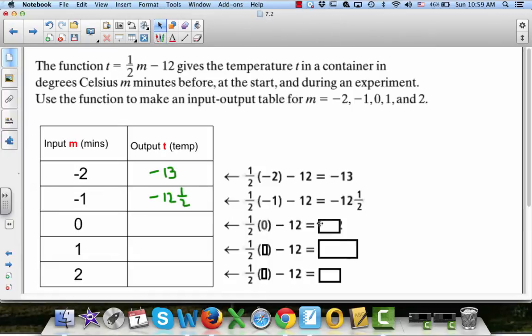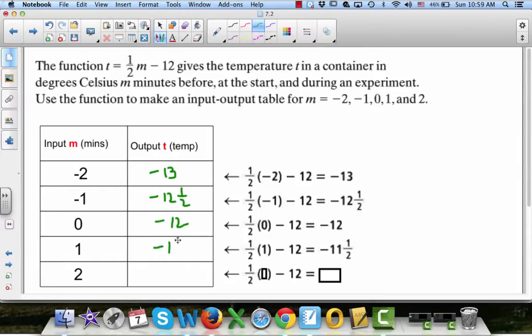1/2 times 0 minus 12 gives us negative 12. And we write negative 12. And 1/2 times 1 minus 12 gives us negative 11.5. And finally, 1/2 times 2 gives us 1, and 1 minus 12 gives us negative 11. And that's how you come up with an input-output table. Not too bad, is it?